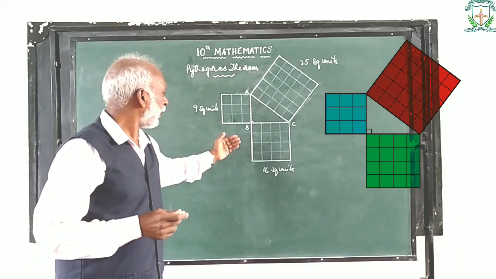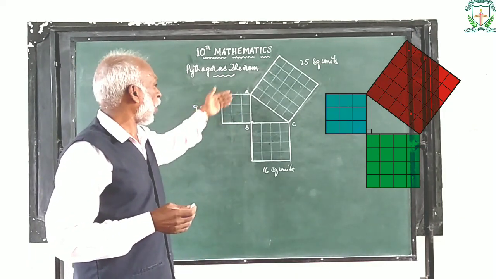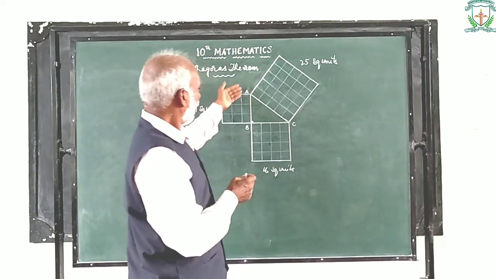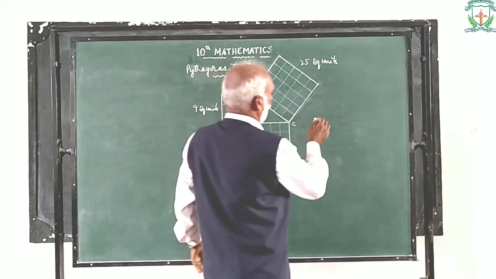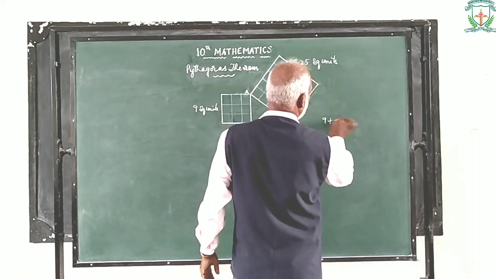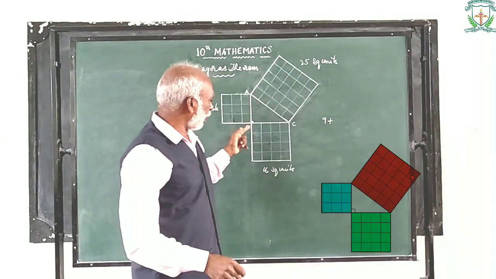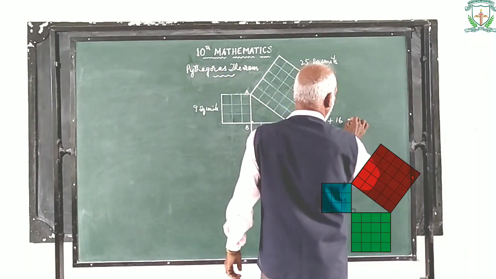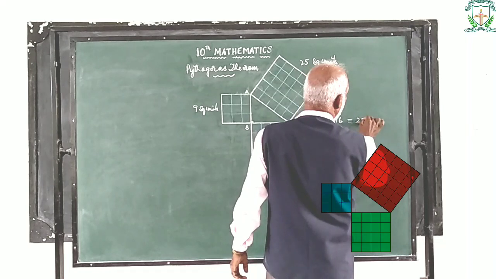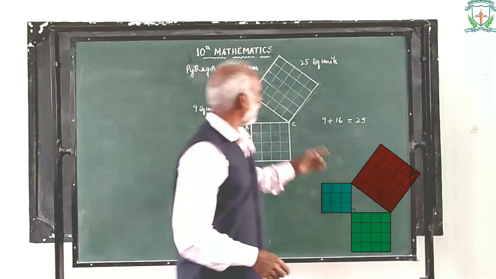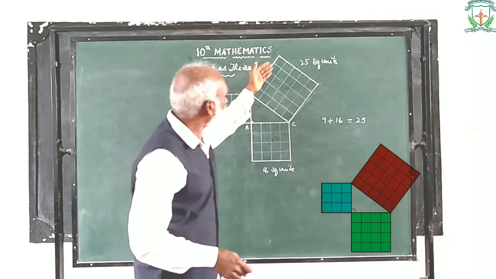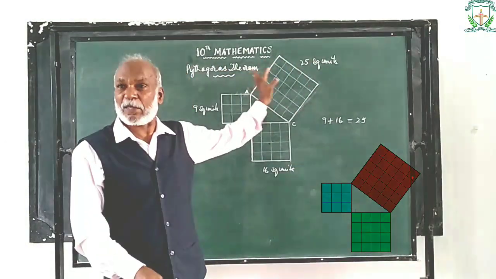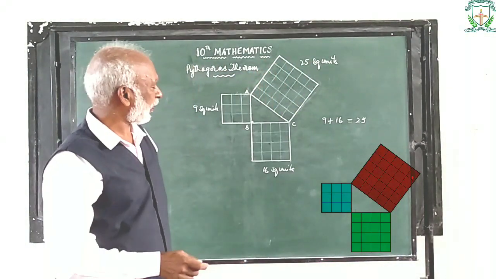If I sum up the unit squares on AB and BC, on AB you have 9 squares. On BC you have 16 squares. If you add it, you get 25. So that is nothing but the unit squares on the hypotenuse. This is nothing but Pythagoras theorem.